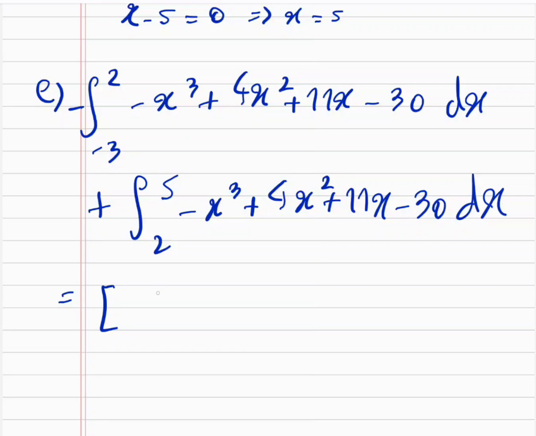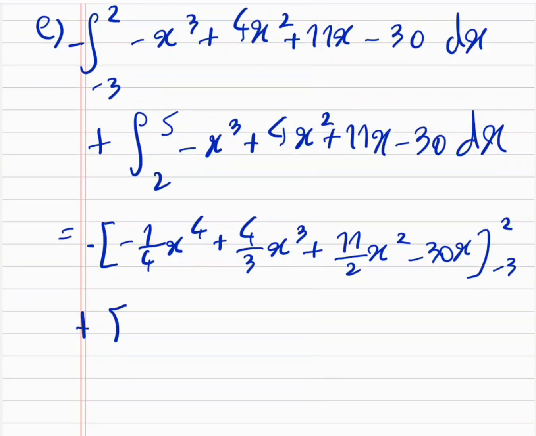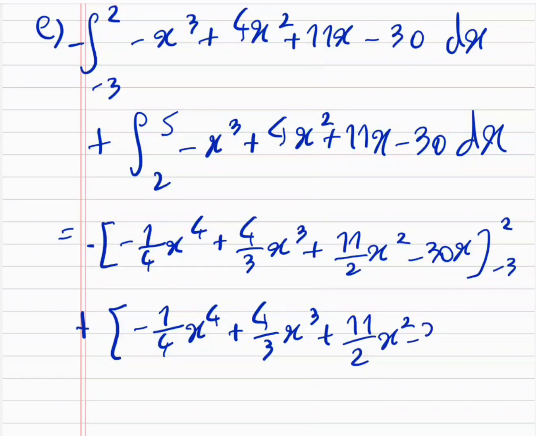All right. Now, yeah, we just integrate these and we're done. So minus x cubed integrates to minus 1 over 4 x to the power of 4. 4x squared integrates to 4 over 3 x to the power of 3, and then 11x integrates to 11 over 2 x squared, and finally minus 30x. So this is again negative, between 2 and minus 3, plus the second integral, which is obviously the same thing inside, and then the limits are only different.